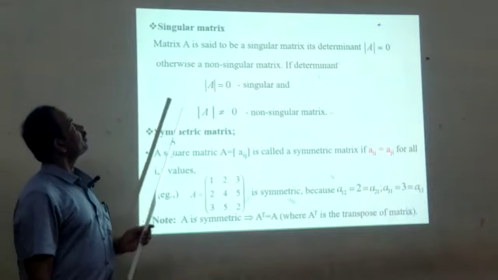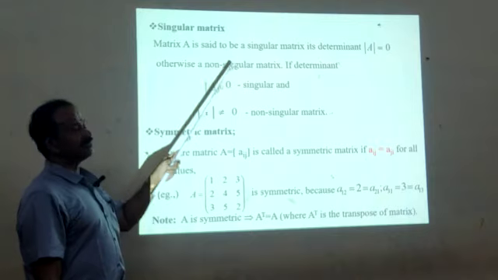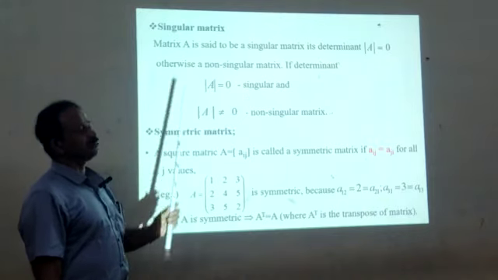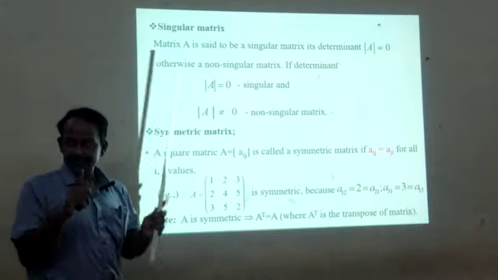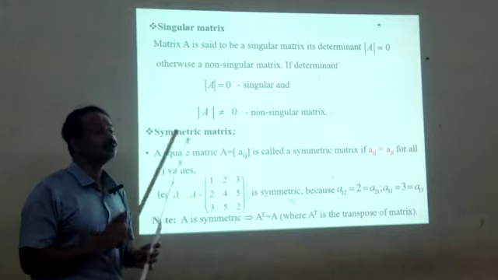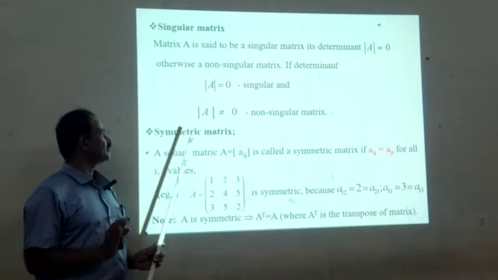That's all. Now singular matrix. A matrix A is said to be a singular matrix if the determinant equals 0. Otherwise we call this a non-singular matrix. If the determinant equals 0, we call this a singular matrix. If the determinant is not equal to 0, it is a non-singular matrix.